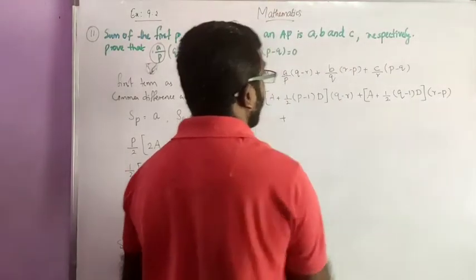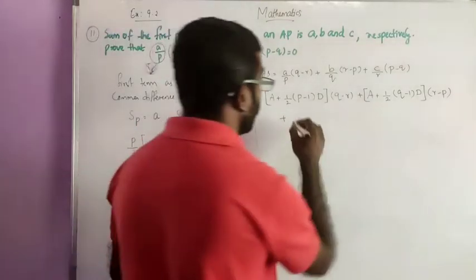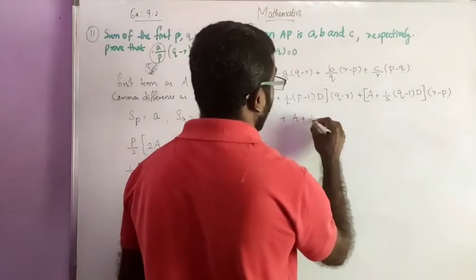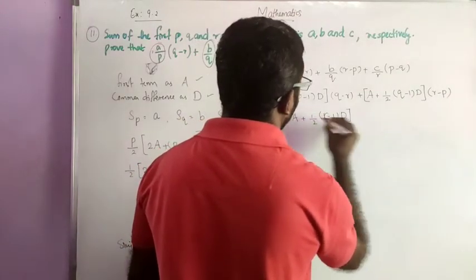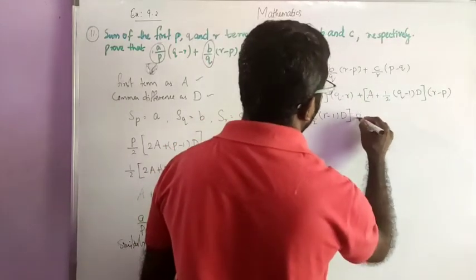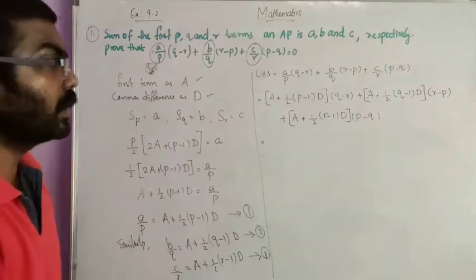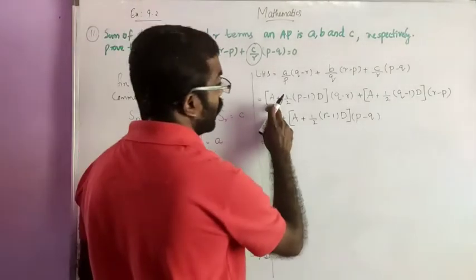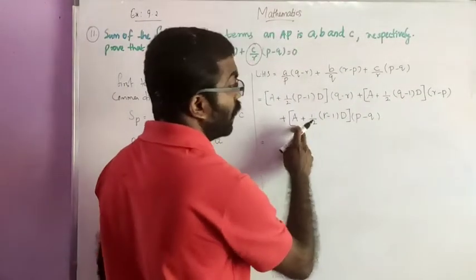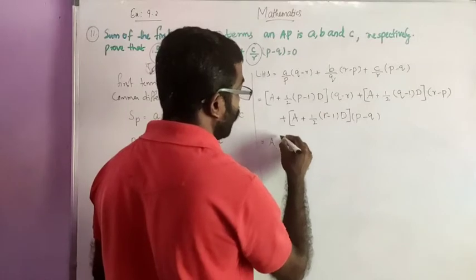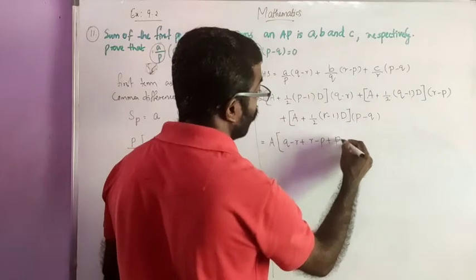Then plus c by r. C by r is what? A plus half into r minus 1 into d. So a plus half into r minus 1 into d into p minus q. Now we can rearrange the terms. We can collect the terms involving a. Here a into q minus r. Here a into r minus p. Here a into p minus q. So a is common and we can write q minus r plus r minus p plus p minus q.